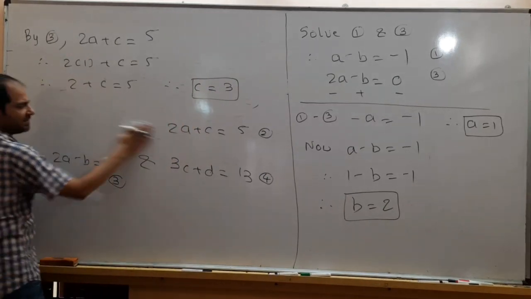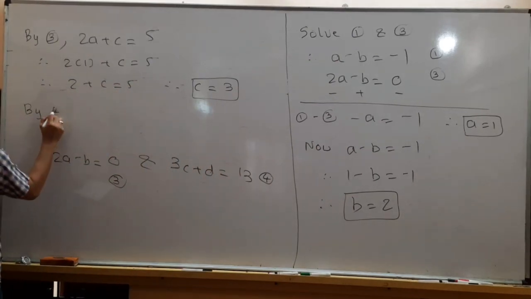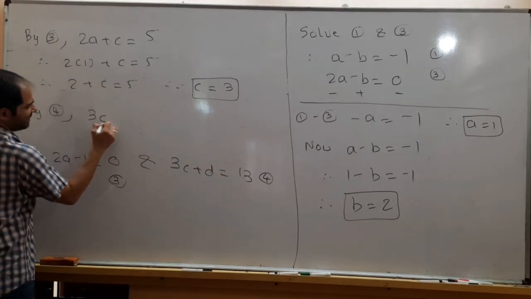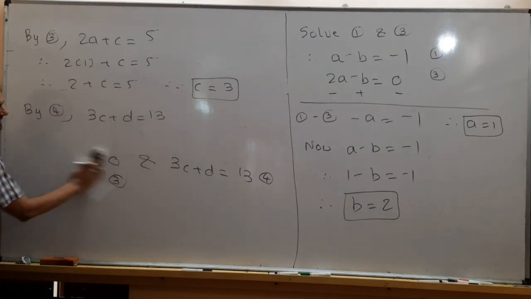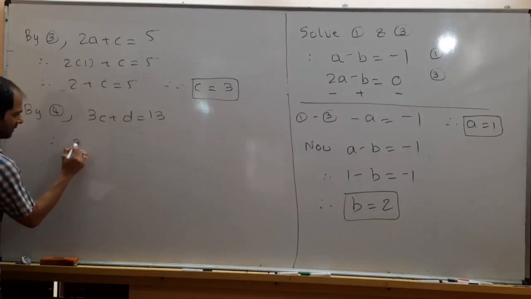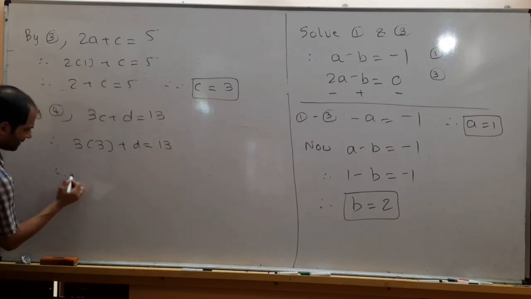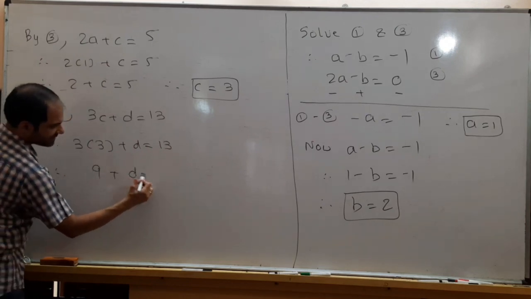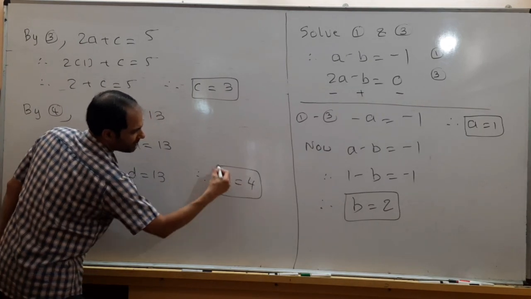And by equation number 4, I am having 3C plus D is 13. I will substitute C as 3, and I think that will give me D. So easy. So 3 into 3 plus D is 13. So 3 3s are 9 plus D is 13. So D is 4. Pretty much easy.